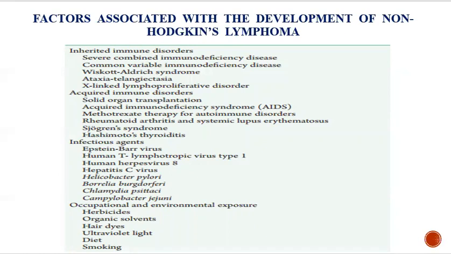Classifying non-Hodgkin lymphoma can be quite confusing because there are so many types and because several different systems have been used. The most recent system is the WHO classification, which classifies lymphoma based on how they look under the microscope, the chromosome features of lymphoma cells, and the presence of certain proteins on the cell surface. Development of non-Hodgkin lymphoma is usually associated with inherited immune disorders, acquired immune disorders, and some infectious agents, including Epstein-Barr virus, hepatitis C virus, Helicobacter pylori, or Chlamydia psittaci, and occupational and environmental exposure, including herbicides, organic solvents, hair dyes, and even smoking.